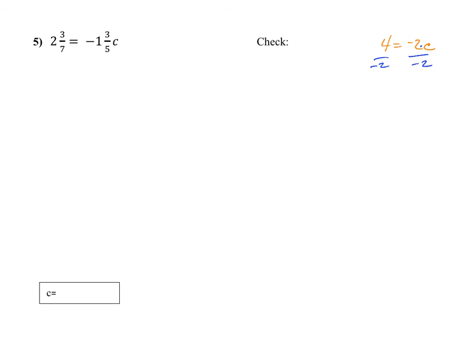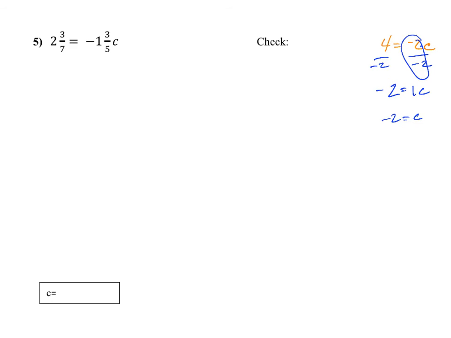I would have to remember that a positive divided by a negative is a negative, and that 4 divided by 2 is 2. And I would have negative 2 divided by negative 2, and negative divided by negative is a positive, and 2 divided by 2 is 1, so I have that c equals negative 2. That's what I would have done with an integer.